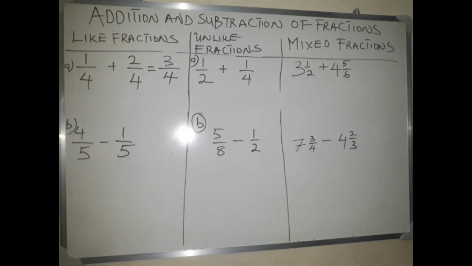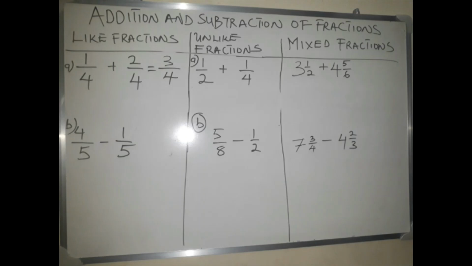So please note, when you're asked to add like fractions, you do not add the denominators. All you do is what? You add the numerators, and then you choose one of the values of the denominators and write it underneath.